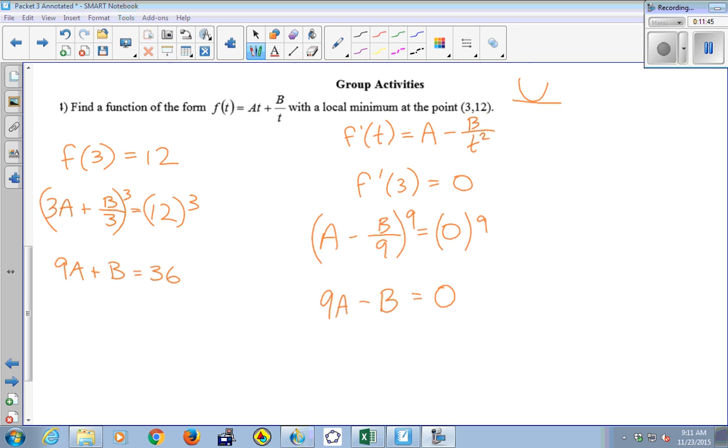Okay. So I have 9a plus b is 36, and 9a minus b is 0. The fact that one of my equations has a plus b and one has a minus b means elimination is going to be a really easy method to do here rather than substitution. So I'm just going to copy my 9a plus b underneath my 9a minus b. Add my two equations together.